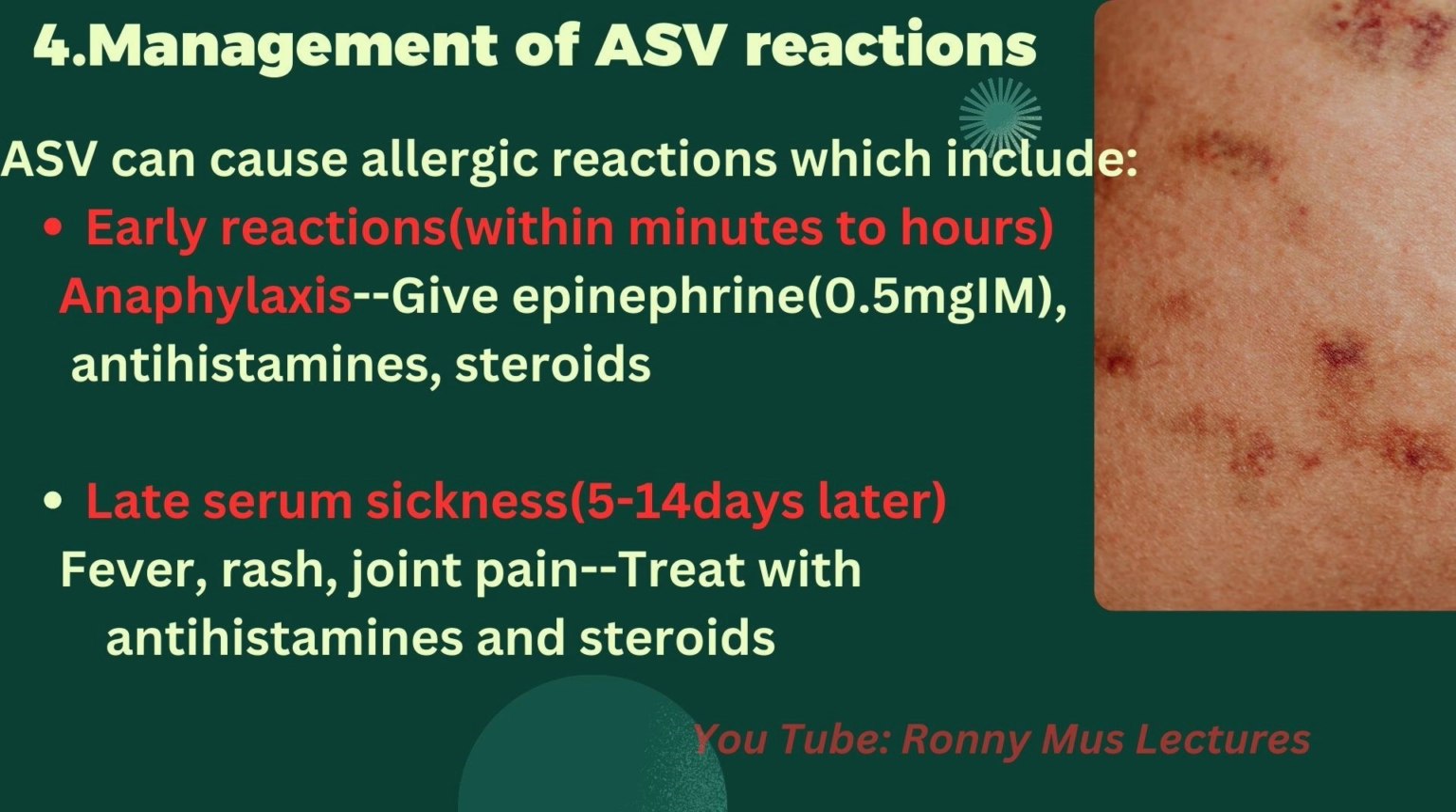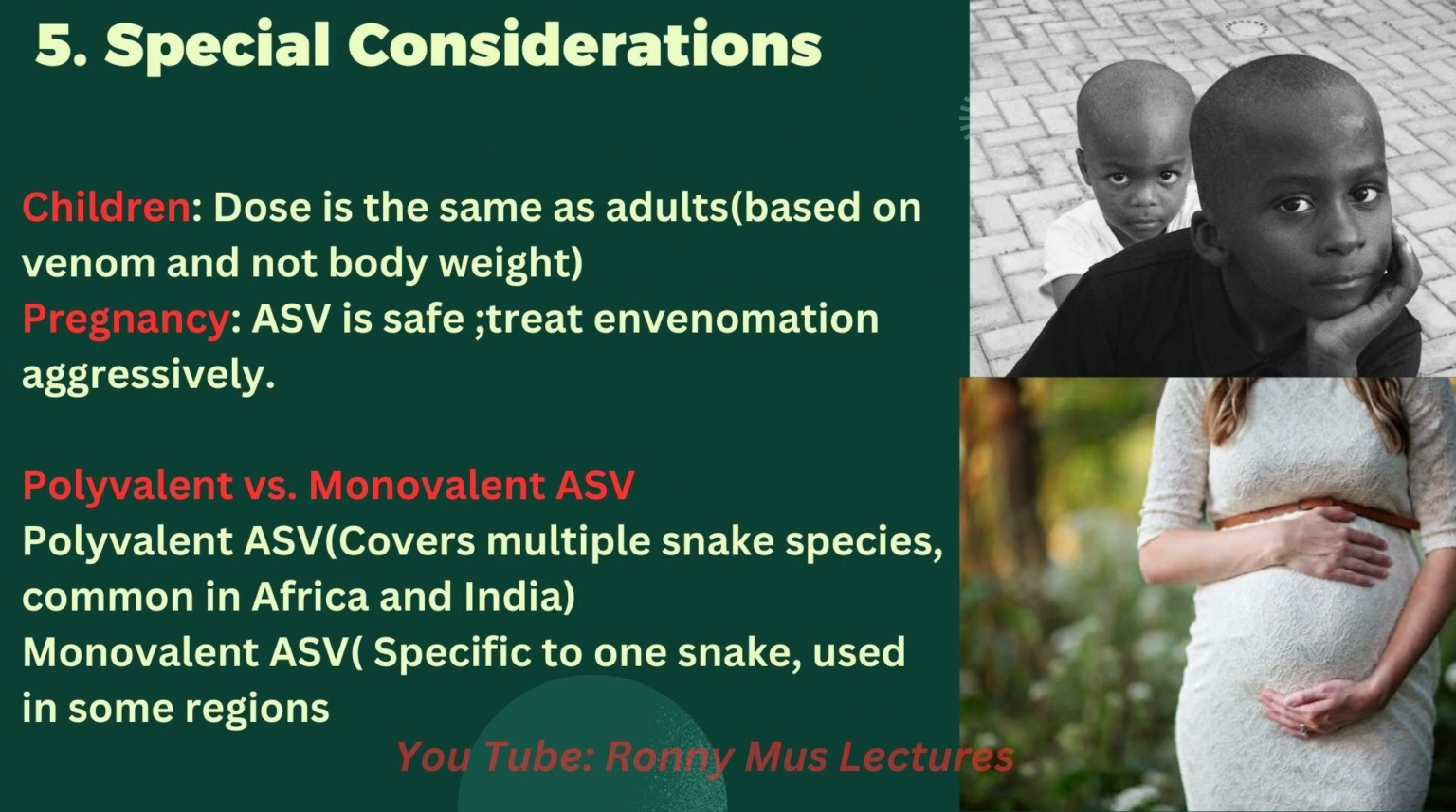And then for late serum sickness that occurs 5 to 14 days later, this one is characterized by fever, rash, and even joint pain, and you can treat it using antihistamines and steroids. So, are there any special considerations? When it comes to children, the dosing is the same as that of adults. That is based on the venom and not body weight. And then when it comes to pregnancy, ASV is safe, so you treat the envenomation aggressively.